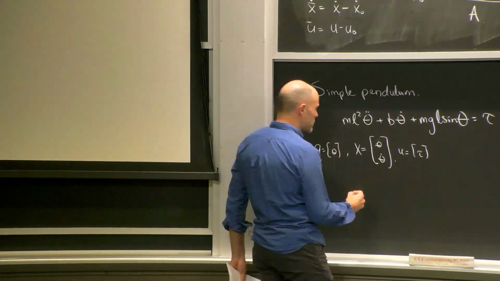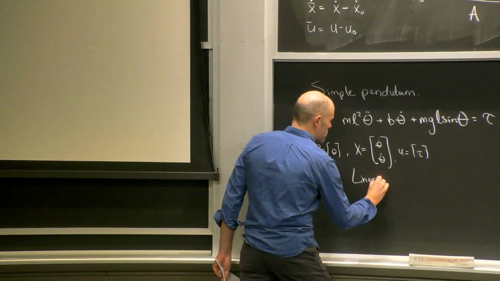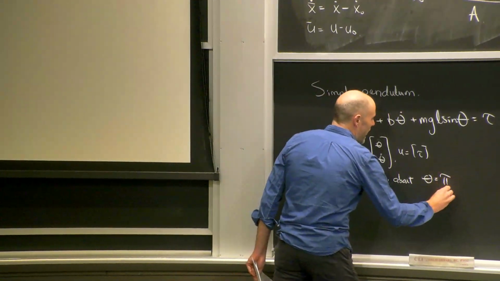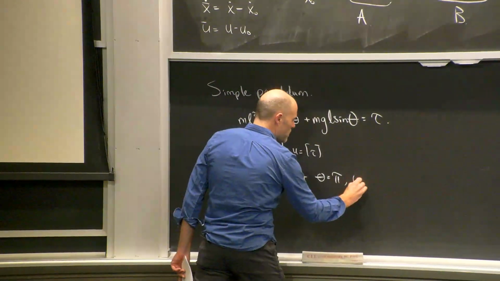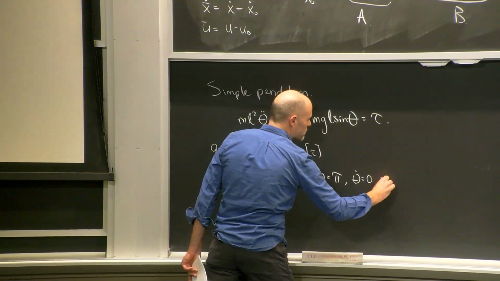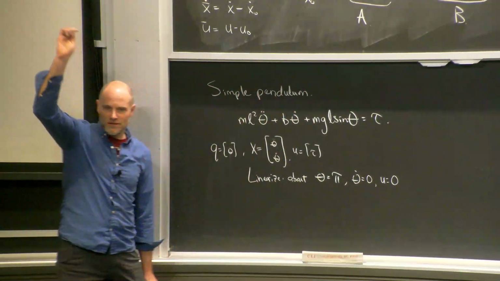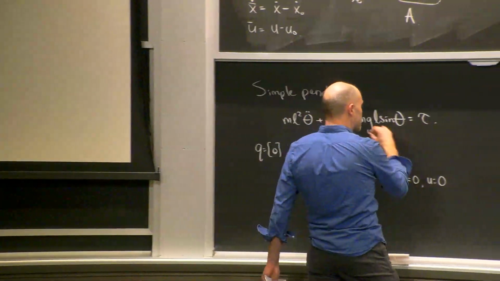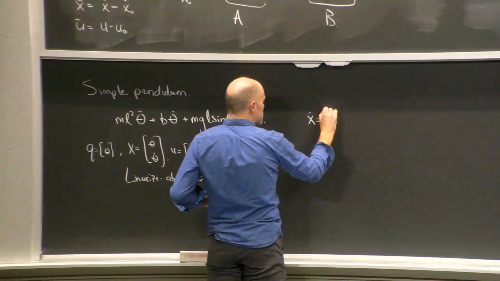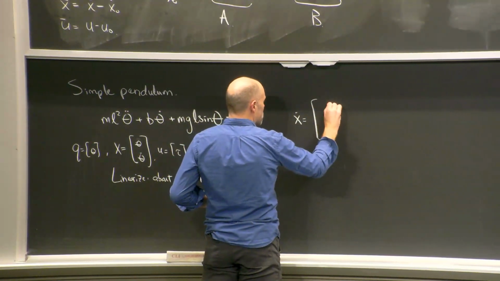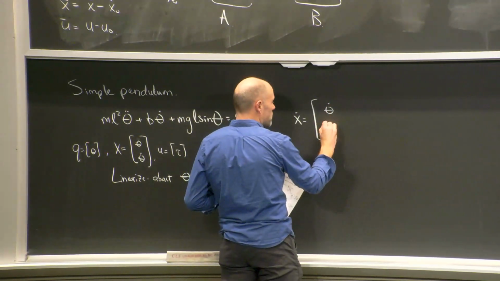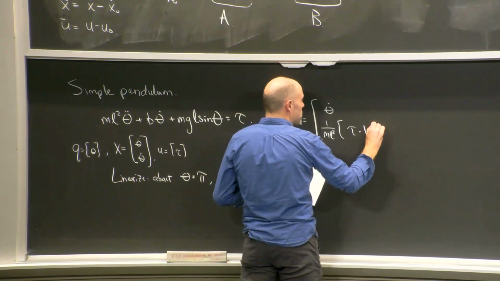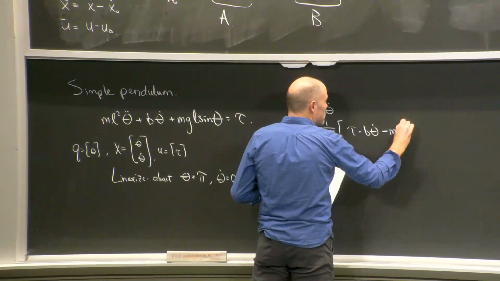We're going to linearize about theta equals pi, that's the upright, theta dot equals 0, and u equals 0. That's sort of the analogy to the double pendulum version. These dynamics in state space form look like this: theta dot, and then 1 over ml squared times tau minus b theta dot minus mgl sine theta.